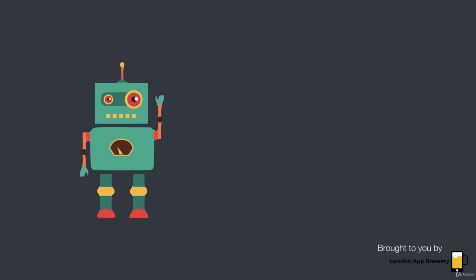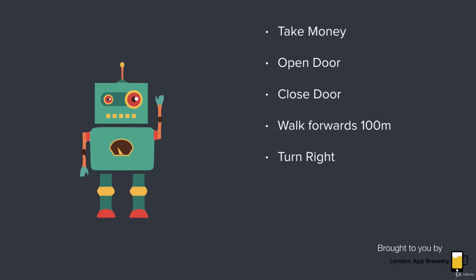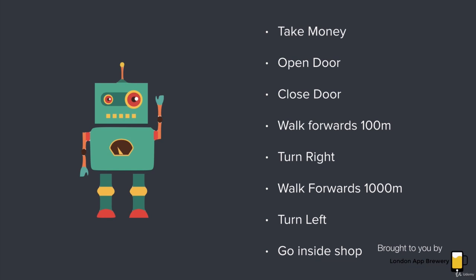So when you're dealing with a robot, you have to specify every single step of this task, like taking the money, opening the door, closing the door, walking to the store, and so on. You have to specify every single instruction. Now come the next day and you need to get more milk, well, you have to specify all these instructions again, and that would be incredibly annoying, and you'd probably bin your housekeeping robot in short order.